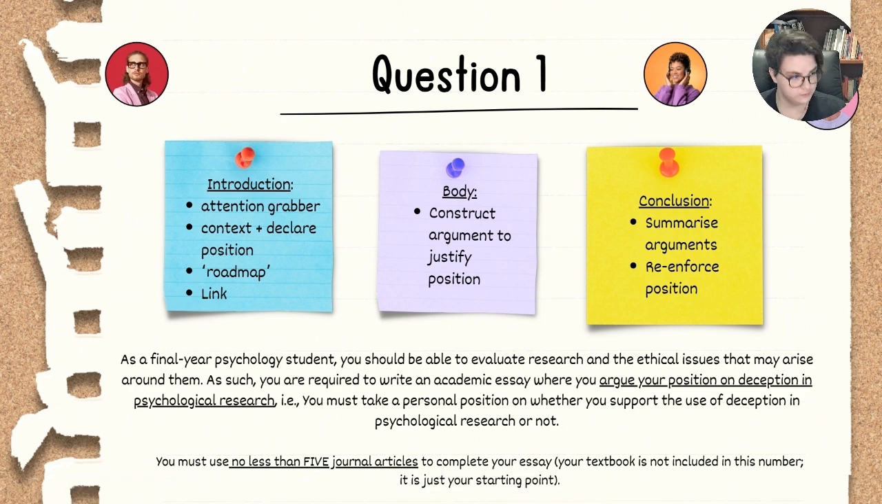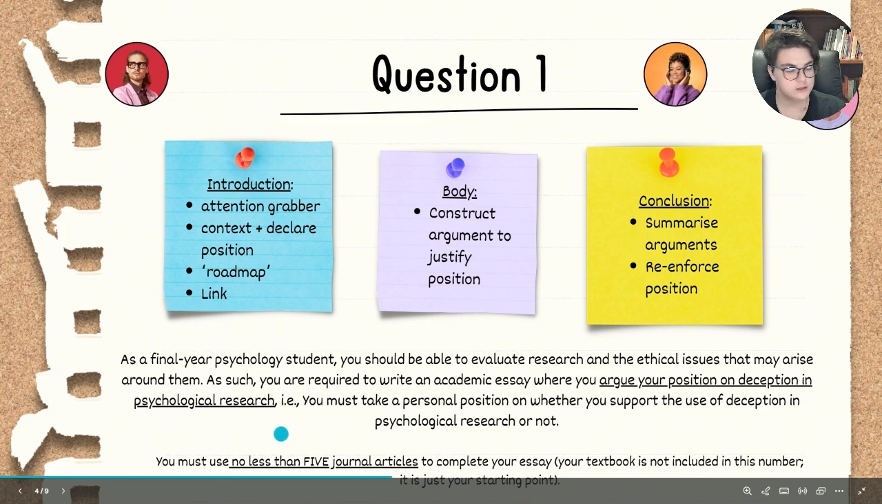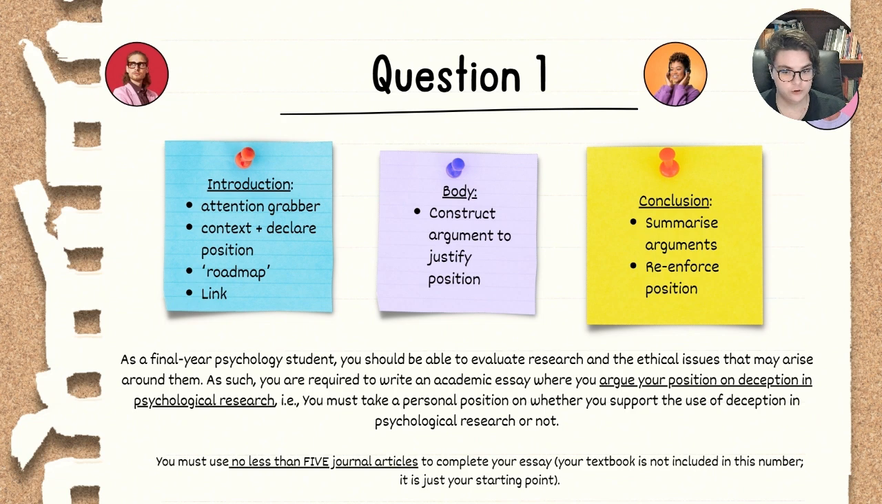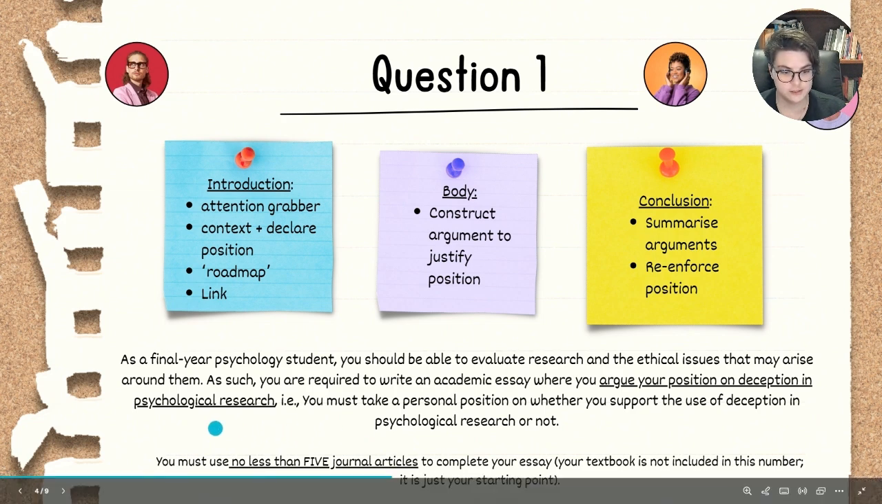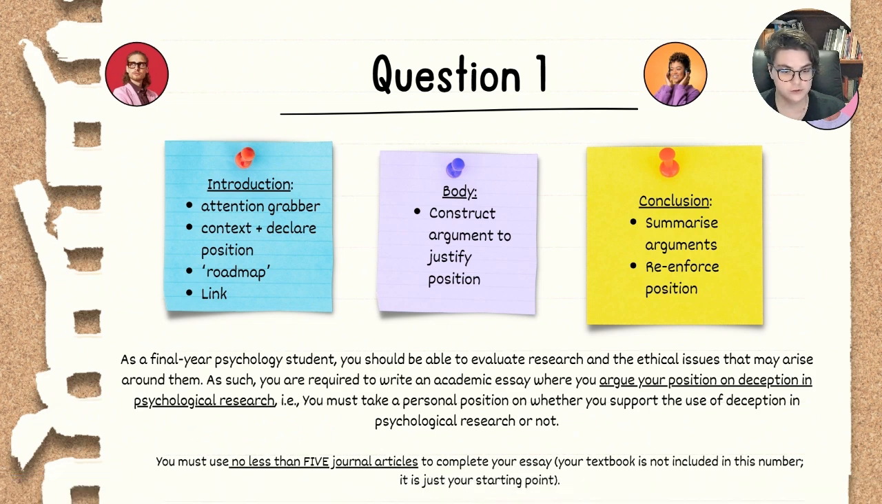Okay, specifically journal articles. So usually we say credible sources. This one is very specific. You have to use credible journal articles as your sources. Your textbook is not included in these 5 minimum sources, but you may use it as well. You just have to then also have at least 5 journal articles.